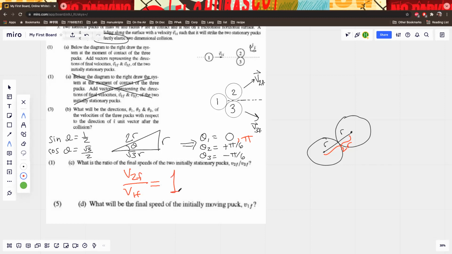Now it says ratio of speeds, and speeds are not vectors, so we don't have to worry. I think it's just one. Well, that's what they put anyway. If it's just a speed, then it's the magnitude. If it was a vector, then it has both a magnitude and a direction. But because it's a speed, it's V2F over V3F, which equals 1.